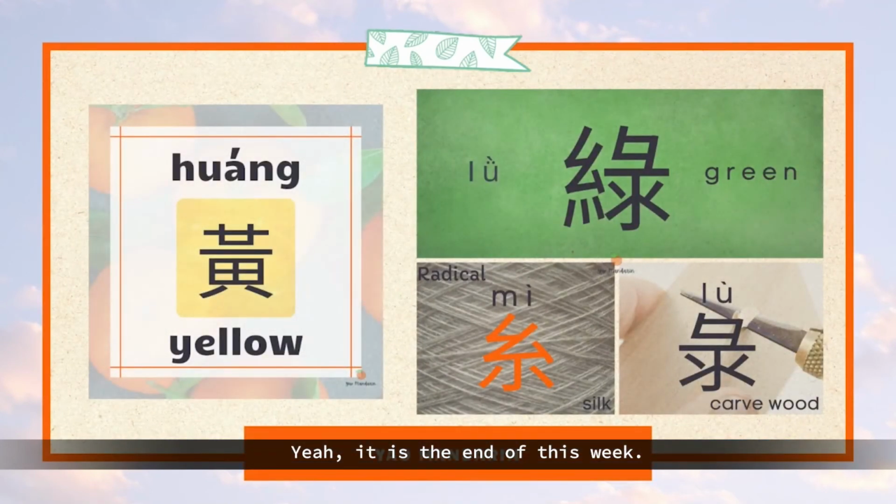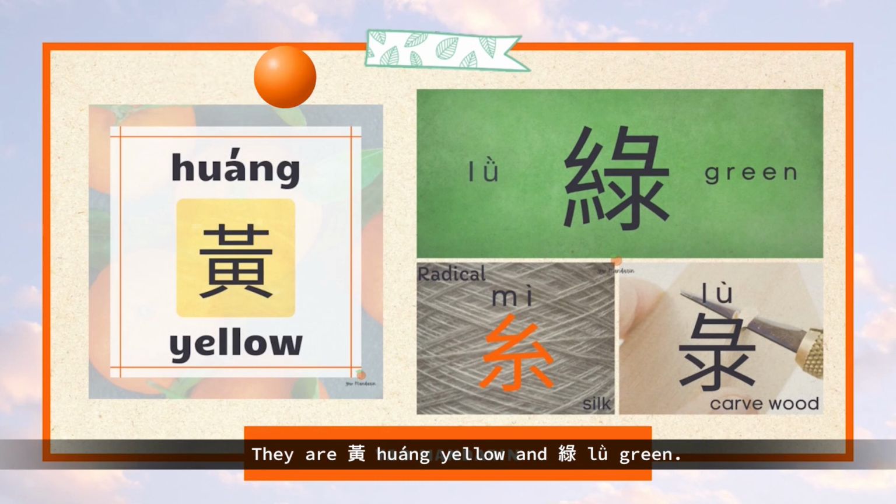Yay! It's the end of this week. Do you like it? We learned so much in this video. Since the characters are more complicated, I only introduce you to 2 each week. Let's check them again. They are 黄, 绿. I'll show you blue and indigo in the next video.